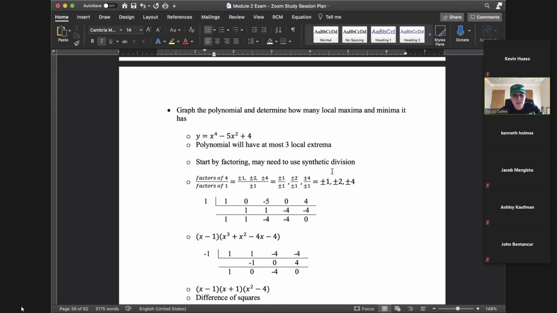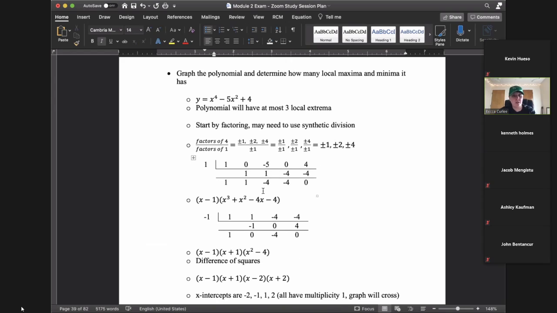So we start by factoring. You might need to use synthetic division. So by factoring, we're going to take the factors of the constant term over the factors of the leading coefficient of the beginning term. So it's going to be the factors of 4 over the factors of 1, which gives us plus and minus 1, plus and minus 2, and plus and minus 4. So we're going to try some of those, starting with 1. We're going to see if it's a factor. So we got a remainder 0 here. So that means 1 is a factor.